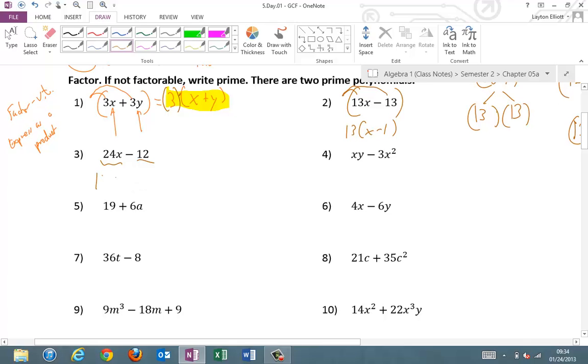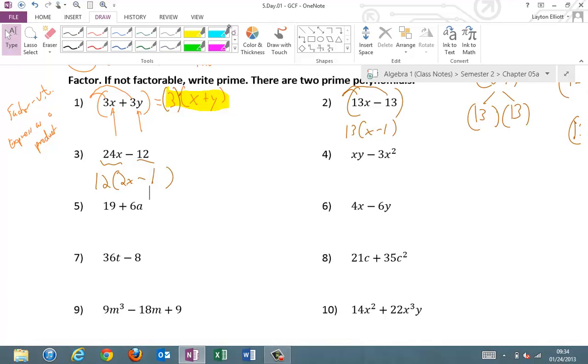So if we pulled a 12 out and divided 24x by 12. Let's see. 24x divided by 12 would just be 2 x's. And then minus 12 divided by 12 would be 1. Yeah. And it's important to remember that a number divided by itself is 1, and we still have that minus 1. You don't just lose that and make that a 0.